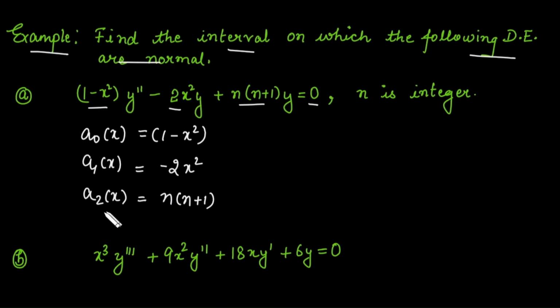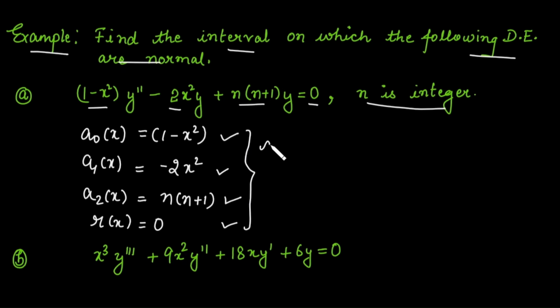Now the right-hand side function R(x) is equal to 0. So this is a polynomial. This is again a polynomial. Now this is an integer because n is given as an integer. The right-hand side is an integer. As we know that polynomials are always continuous for every value of x, from here we can say that these functions are continuous for all x belonging to the set of real numbers.